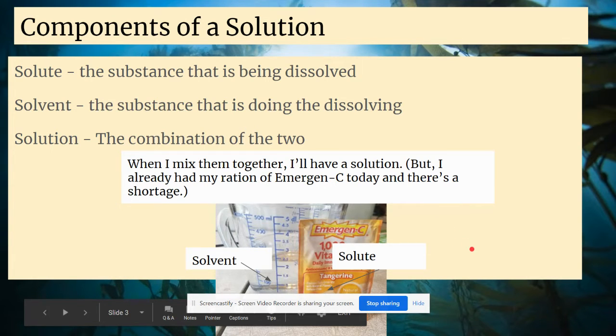So, by the way, this was my last packet of Emergen-C about 3 weeks ago. Stores have all sold out, so I'm kind of out of Emergen-C. So if you know of an extra stash, tell me about it.